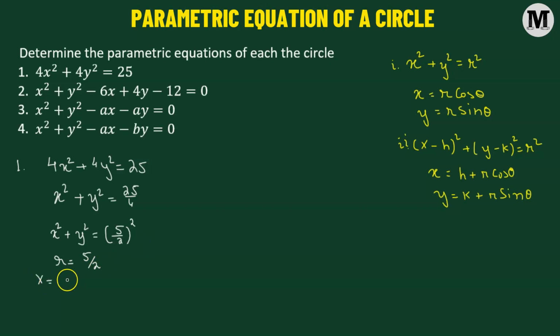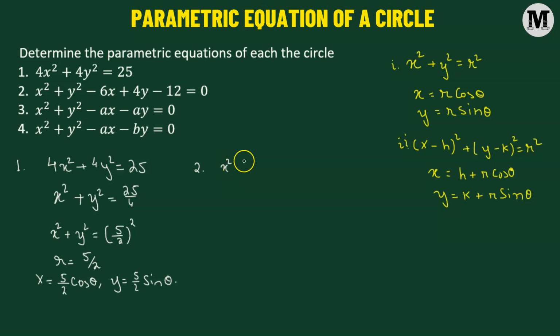So x will be equal to, we need r cosine theta. So that will be 5 over 2 times cosine theta. And then y will be equal to 5 over 2 times sine theta. So these are the two parametric equations of the first circle. Now let's go to the second circle. Now, the second circle is given in its general form. So what we'll do, we'll try to convert it to the standard form so that we can find out the coordinates of its center as well as the radius.